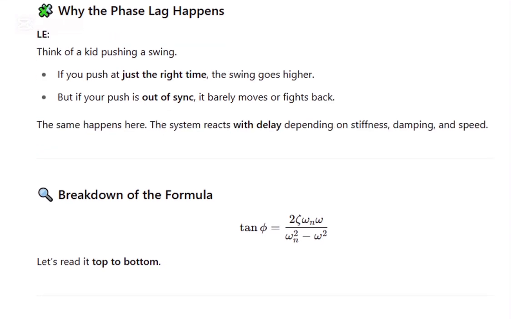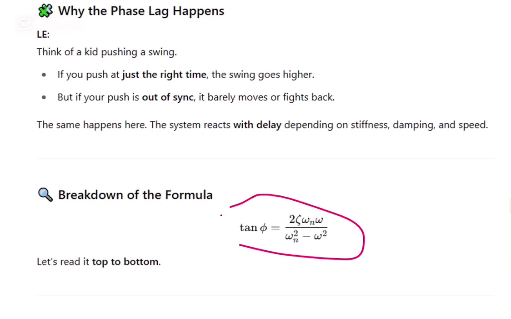Why does phase lag happen? Think of a kid pushing a swing. If you push just right on time, the swing goes higher, but if you push out of sync with the swing, it barely moves or fights back. The same happens here. The system reacts with a delay depending on the stiffness, damping and speed.